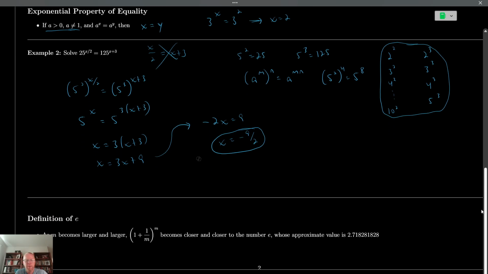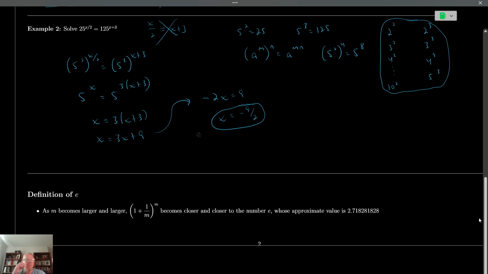All right, then let's talk about the definition of e, and then I'm going to go over to my math lab and show you how to graph on there. So e is a number kind of like pi. e is an irrational number, so as m becomes larger and larger, 1 plus 1 over m to the m becomes closer and closer to the number e, which is defined as this number. So whenever you see pi, you think 3.14, and when you see e, you think 2.718. You can put that in the calculator and go from there. But I'm sure you've seen that.